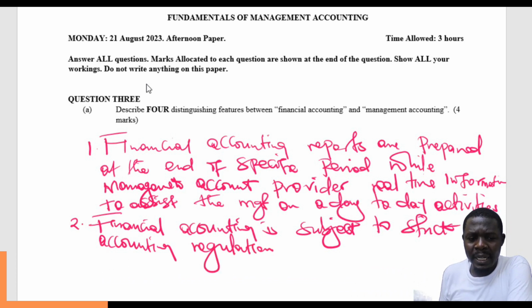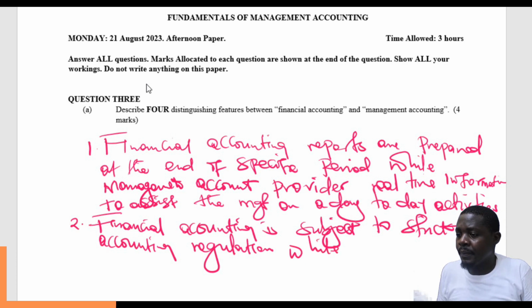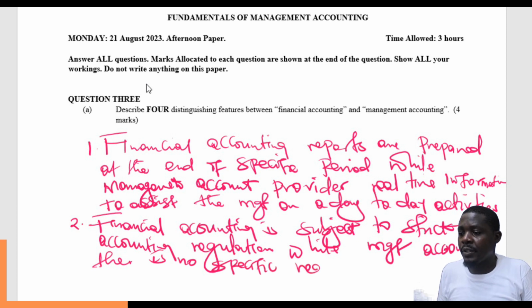While management accounting has no specific regulatory framework.